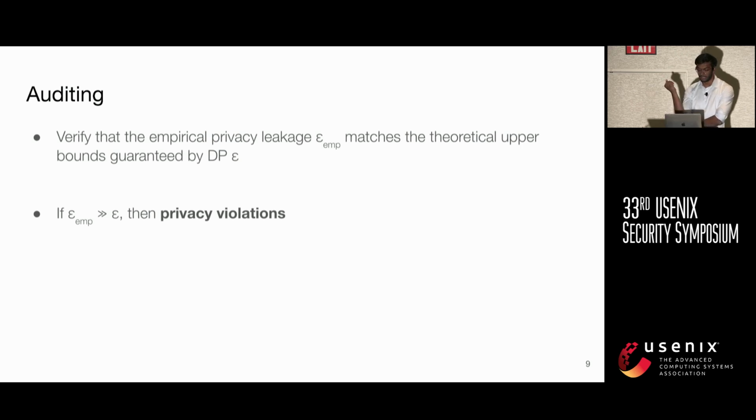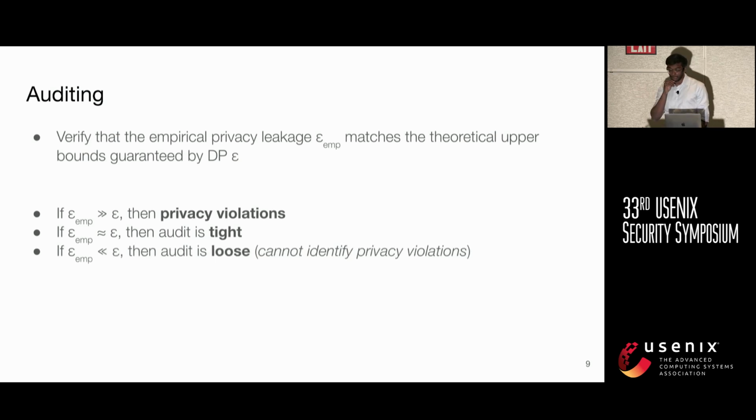present in the implementation. So it's not satisfying as much privacy as it needs to. On the other hand, if the empirical epsilon is about the same as the theoretical one, then we can conclude that the audit is tight and that there are no implementation bugs that we need to worry about in the algorithm.